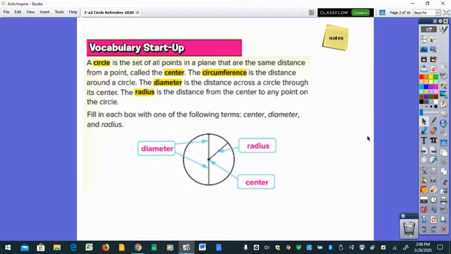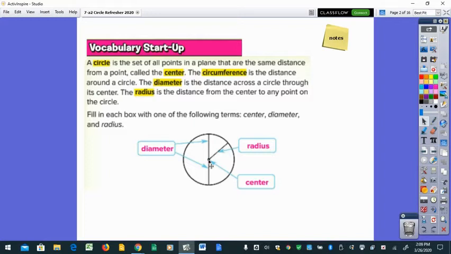So the first thing, we're going to take a look at a circle here, and a circle is a set of all points in a plane that are the same distance from a point, and that point is called the center. So if you look at this circle, all the way around, every point on the circle is the same distance from the center point. So a circle is kind of like a hula hoop. And here we have our center.